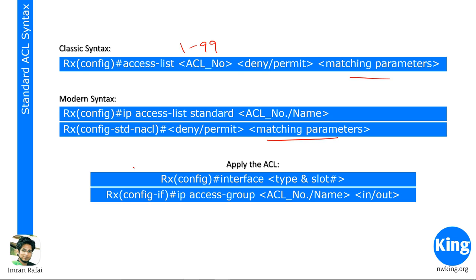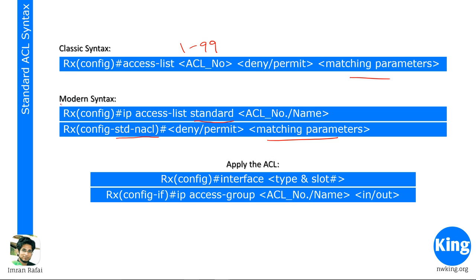The modern way of doing it is you come to global config and you say ip access-list, then you put the keyword standard. If you're doing extended, you put the keyword extended. In this case it's going to be standard, so ip access-list standard, and then you can give an ACL number, again 1 to 99, or you can give a name. You can say access list Networking, whatever name, that's the identifier. Immediately it goes into a sub-configuration mode. Then you individually start putting your deny and matching parameters, or permit and matching parameters.